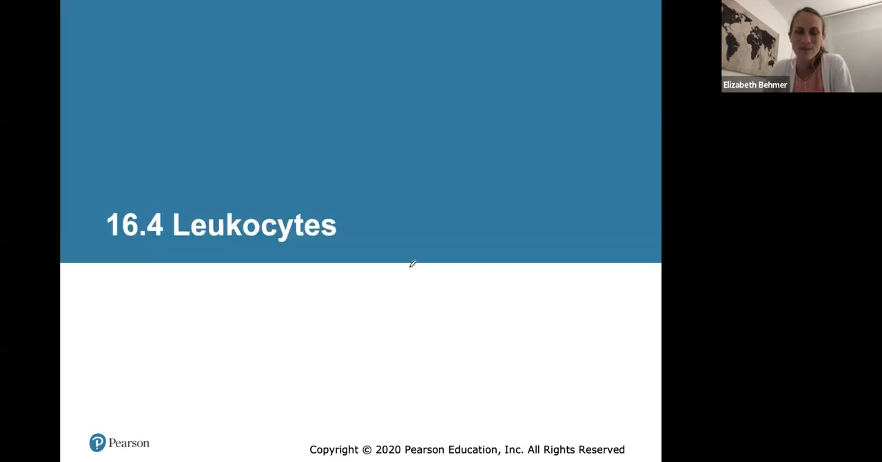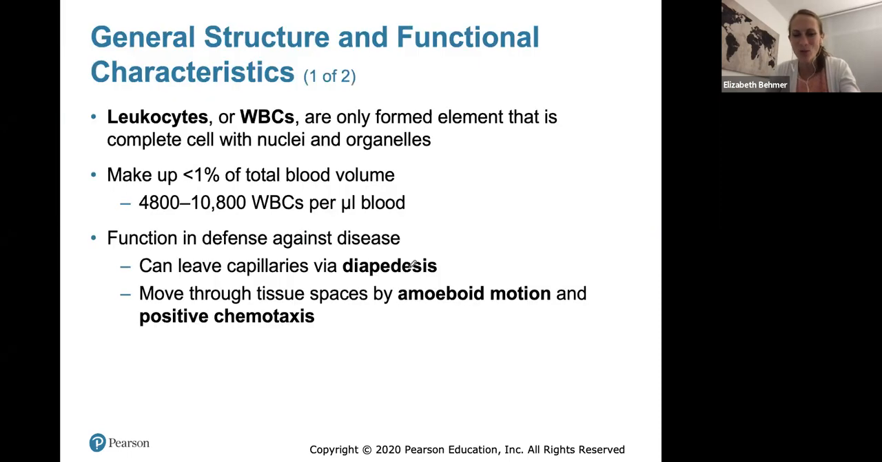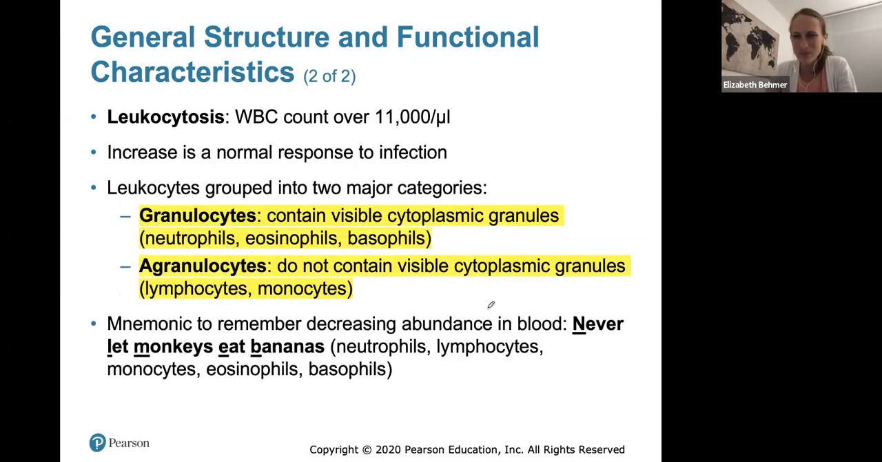form clots. Okay, so then leukocytes are our white blood cells. They're the only formed element that has a complete nucleus and organelles. They make up about 1% of the total blood volume. And if you remember, the white blood cells are always found in that buffy layer, the buffy coat. They can leave capillaries by a process called diapedesis. They move through tissues by kind of a strange amoeboid motion. I don't really need to know that.